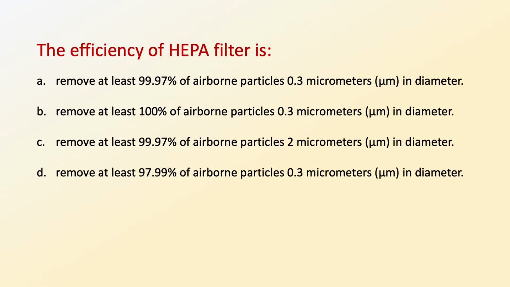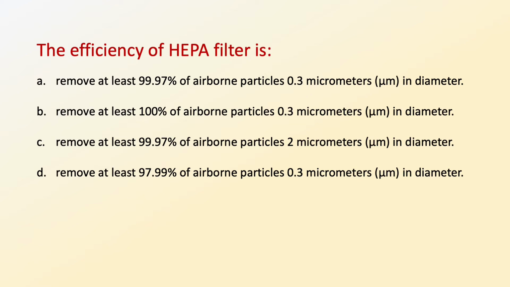What is the efficiency of HEPA filter? So in this question we have to define the efficiency. So the options are option A, remove at least 99.97% of airborne particles 0.3 micrometer in diameter. Option B, remove at least 100% of airborne particles 0.3 micrometers in diameter.